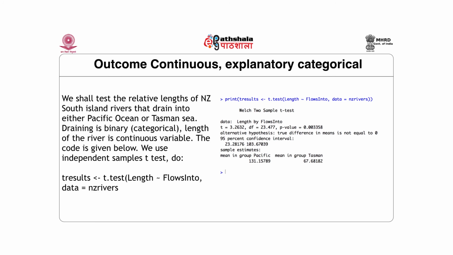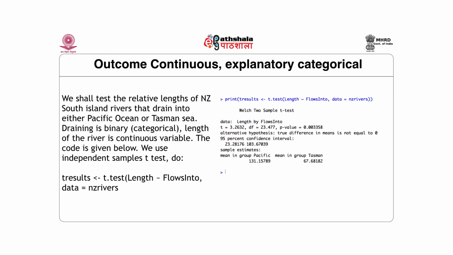What happens if your outcome is continuous and your explanatory variable is categorical? One way in which you can do this, in this particular example, we are talking about using the relative lengths of New Zealand South Island rivers. New Zealand has got a North and South Islands. In the South Island, they've got rivers. Depending on where they originate, they can either flow into the Tasman Sea, which lies to the west of the South Island of New Zealand, or Pacific Ocean, which lies to the east. And what we have done is this, that where they're draining into, that's a binary variable, right? So that's a categorical variable.